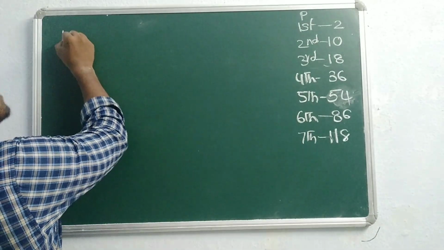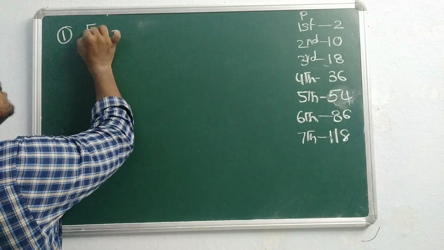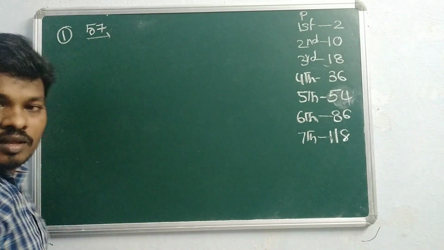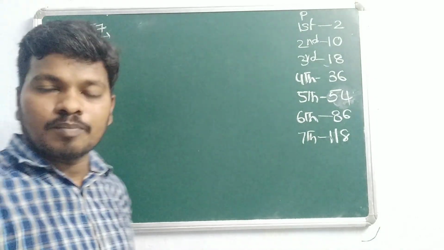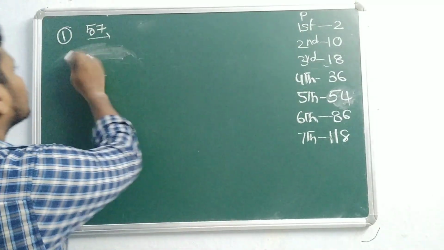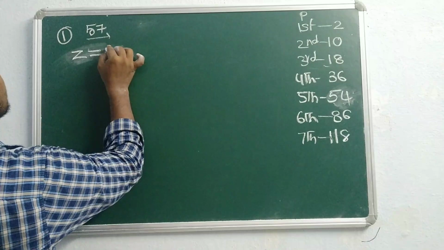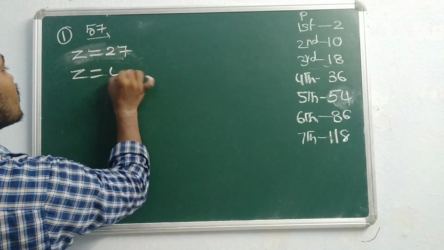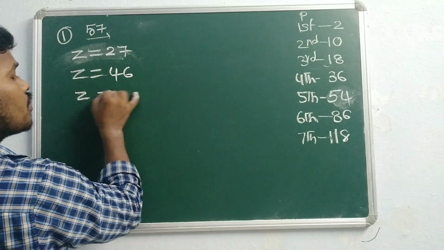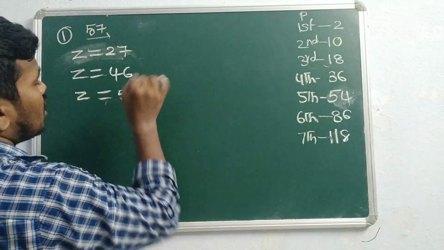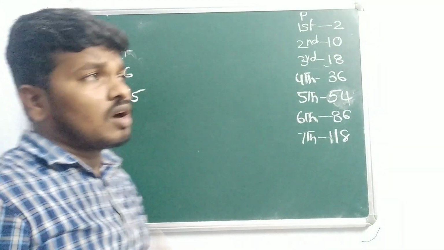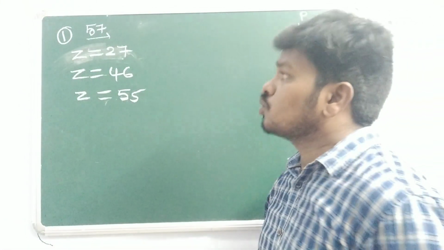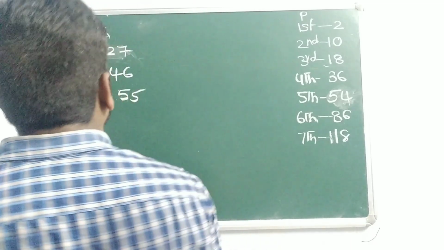The first trick is applicable for atomic numbers 57 or below. Below 57 or 57 only, it is applicable. So, take atomic number 27, atomic number 46, atomic number 55. I want the group and period of the following elements. So first, what do I have to do? Let me do 27.